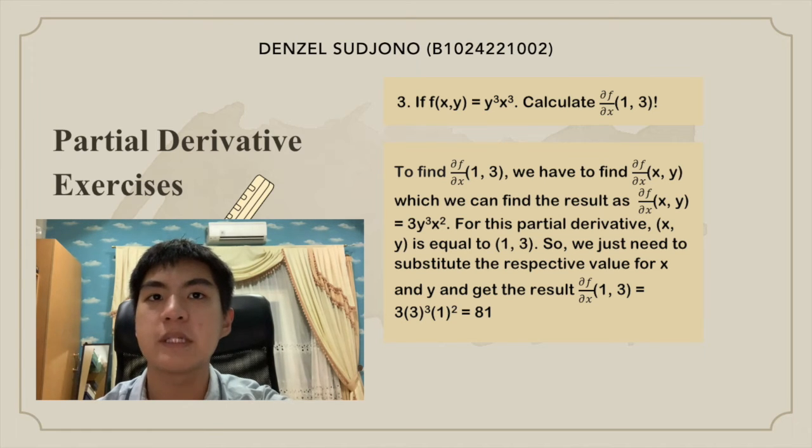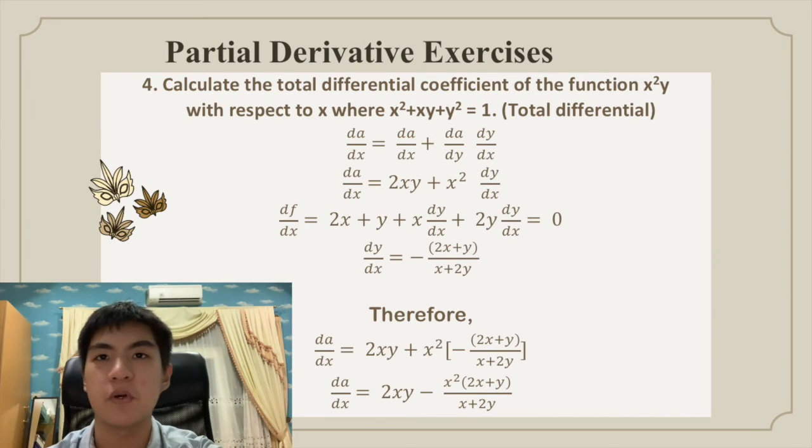For this partial derivative, x and y are equal to 1 and 3. So we just need to substitute the respective values for x and y and get the result. So ∂f/∂x of 1 and 3 equals 3 times 3 to the power of 3 times 1 to the power of 2, which equals 81. The next is number 4.